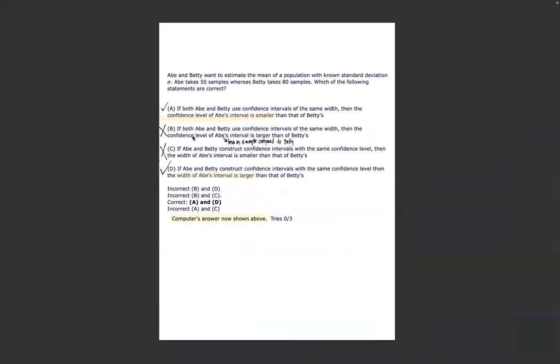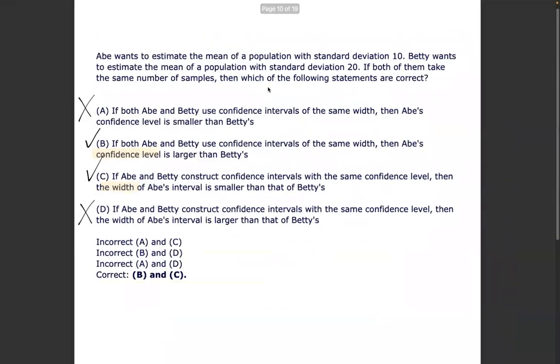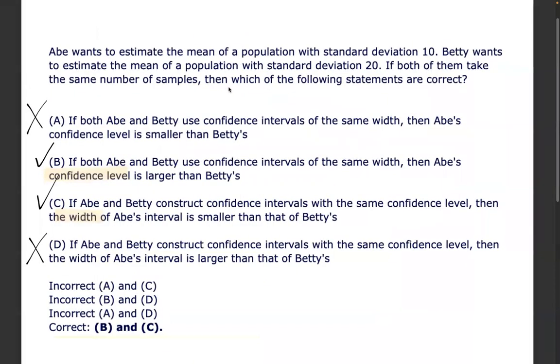All right, moving on. The next question is kind of similar. However, now the standard deviation is going to be different. So Abe wants to estimate the mean of a population with standard deviation 10. Betty wants to estimate the mean of a population with standard deviation 20. So Abe has the smaller standard deviation than Betty. If both of them take the same number of samples, then which of the following statements are correct? So it would be these two statements.